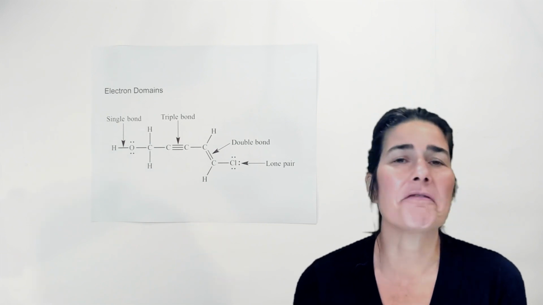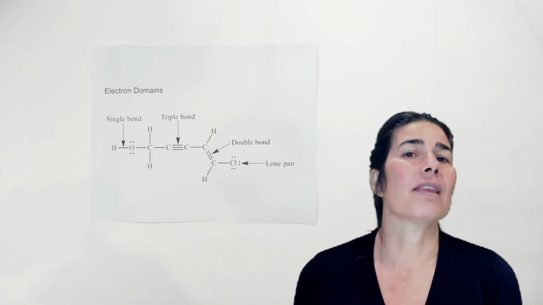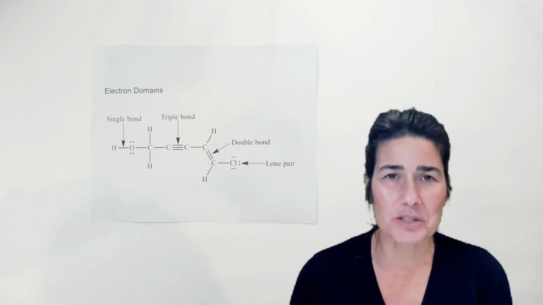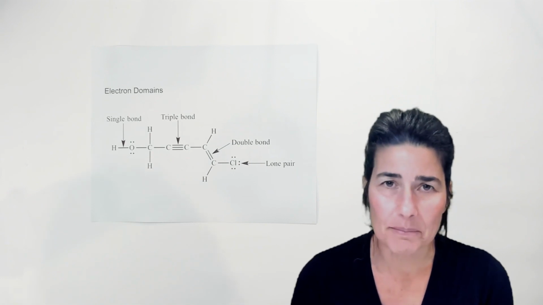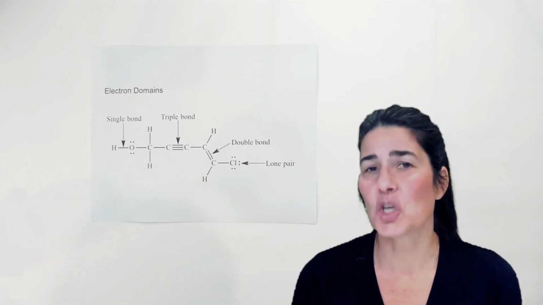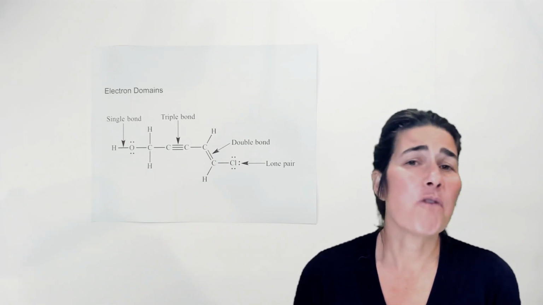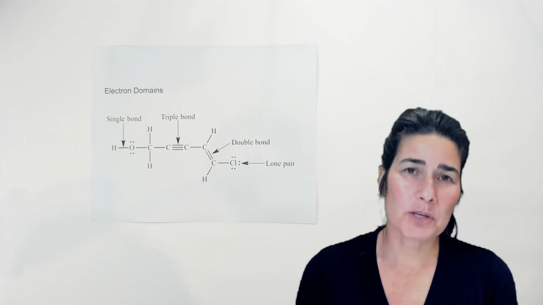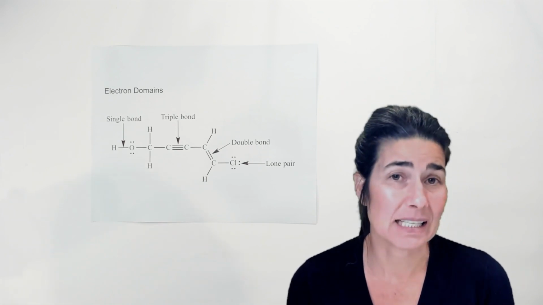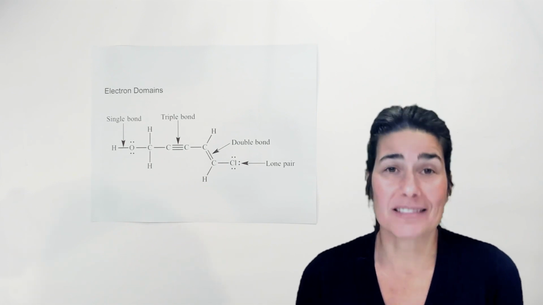Now, when we define the electron geometry, or the geometry of all of those bonds and lone pairs around some sort of an atom, what we're going to use is the term electron domain geometries. So, for the electron domain geometries, you have to understand what I mean by domain. So, a domain is a place where electrons are.